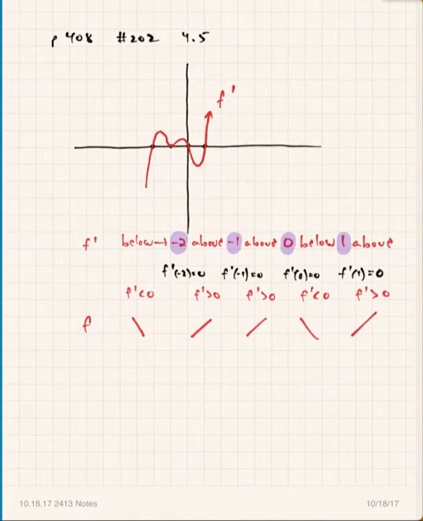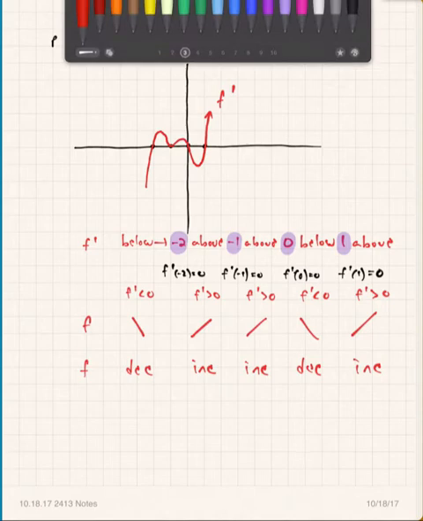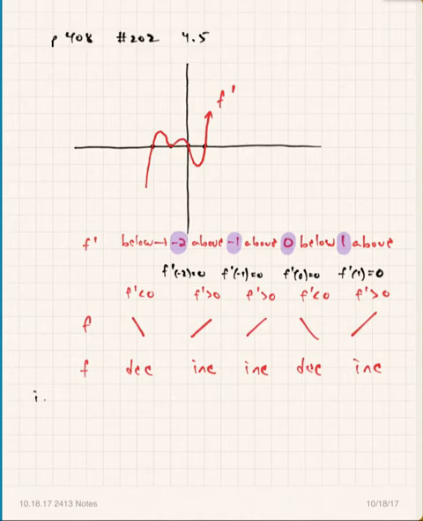And so what do we have? That f is decreasing, it's increasing, it's still increasing, it's decreasing, and then it's increasing again. Or if you want to write this out in interval notation, you could, where the function is increasing and decreasing. So let's go from left to right.